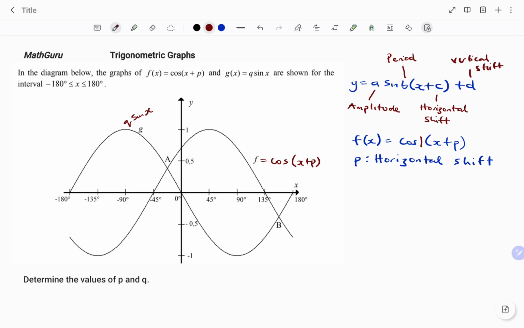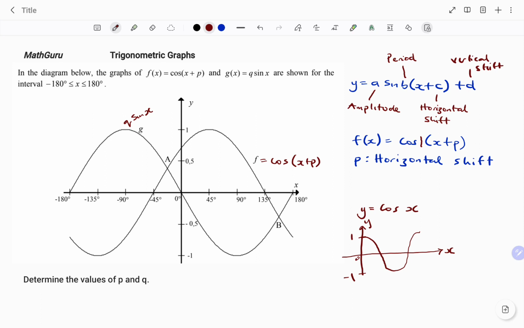For me to know by how many degrees my graph has shifted, I'll go back to my standard cos graph, which is y equals cos of x. If I draw my standard cos graph, that is my graph starting from 1, the amplitude is 1, and then I have the angles as shown. So if the value of x is 0, then the value of y will be 1.